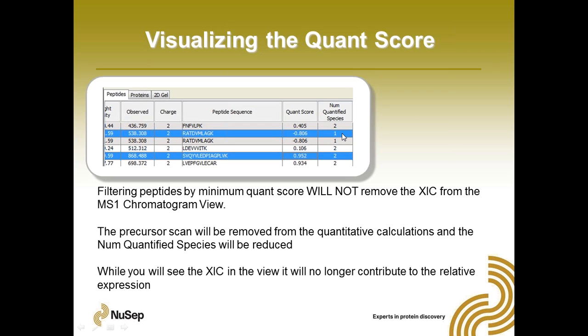So the key feature here is it's nice to have a large number of replicate runs because you can be very stringent on your quant score and still get enough species quantified to give you good statistics. So the more replicates you run, the better chance you have of getting a good fit. So you can be a little bit more stringent in terms of your peak picking there. The thing I want to mention here is you'll still view that XIC in the XIC viewer, but that precursor will not be considered in your quantitative columns. All right, so you'll see a 0 there for that value.